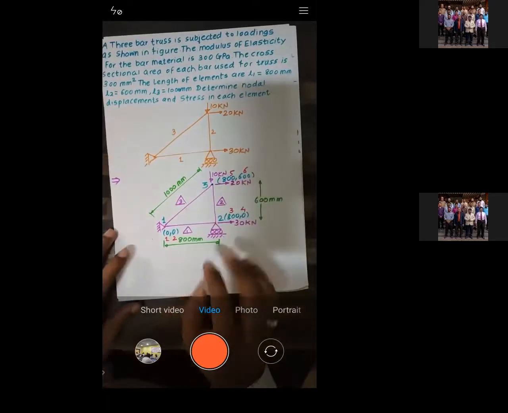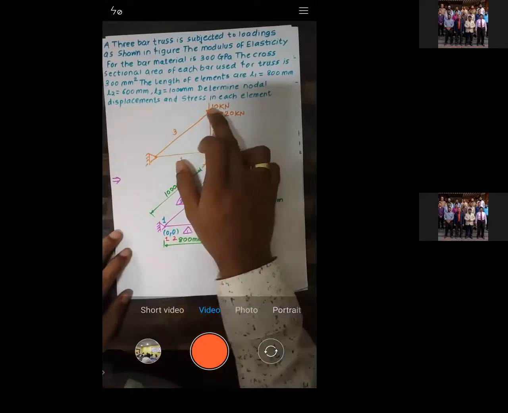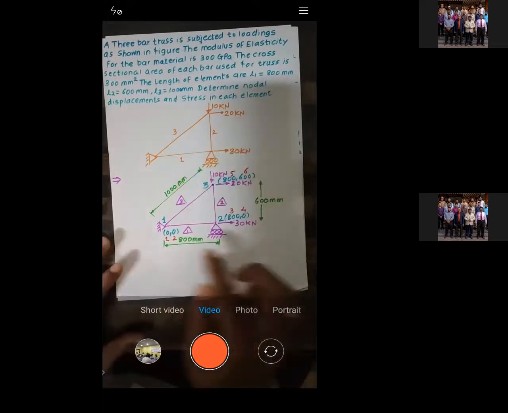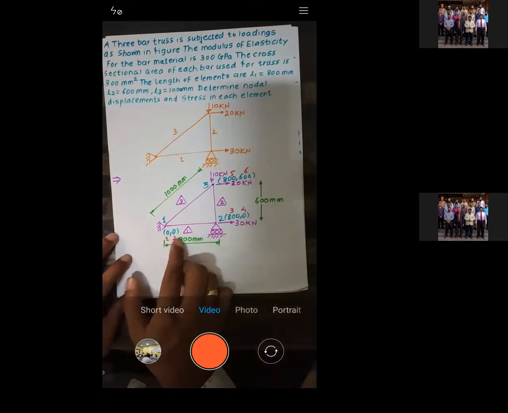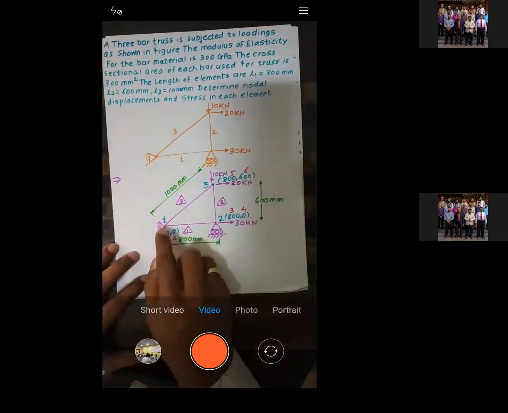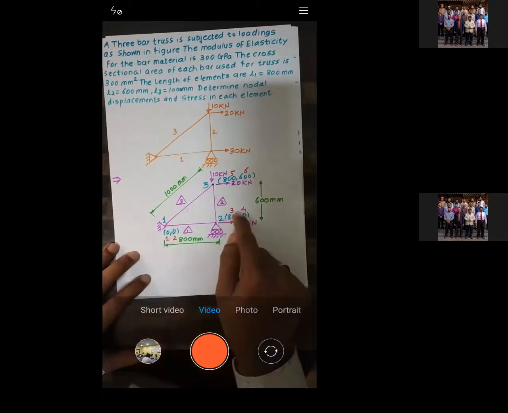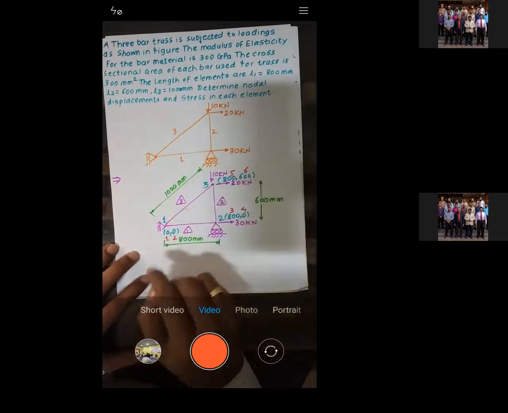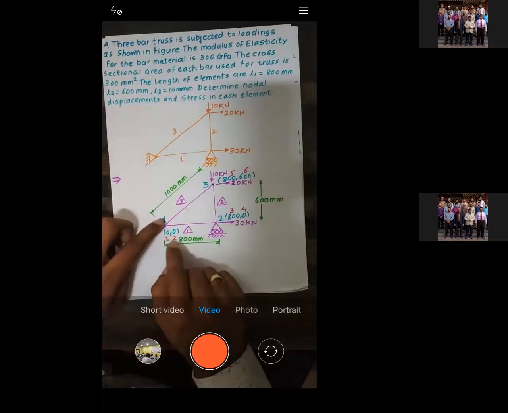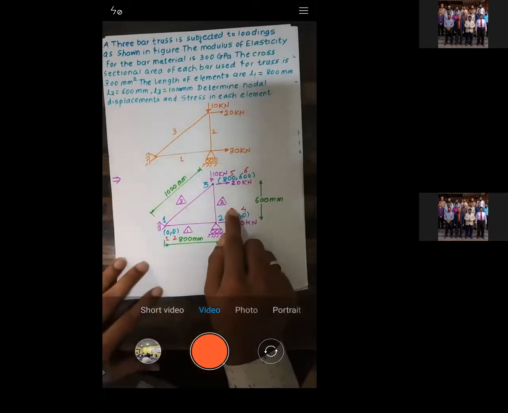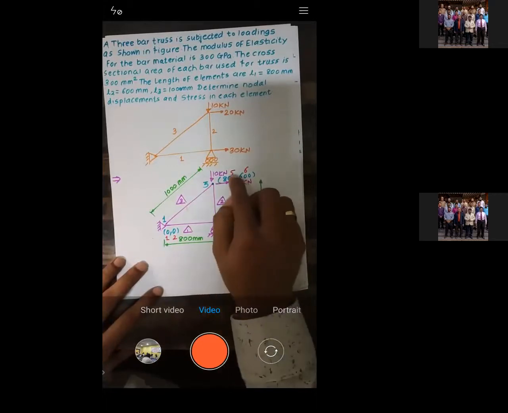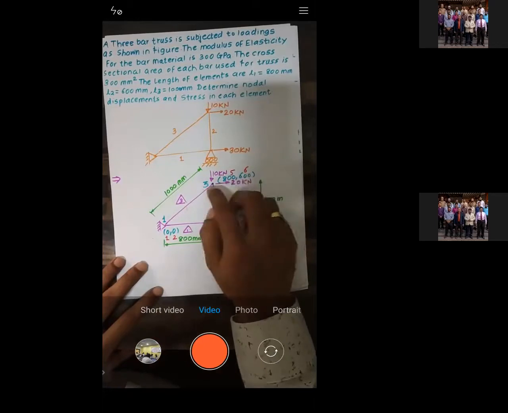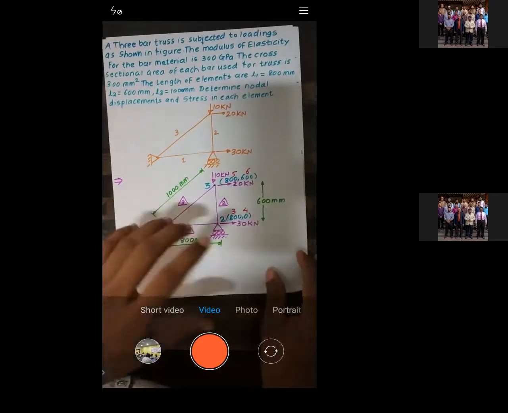Now see, as we are applying the force in X as well as in Y direction, every node will deform in X and Y direction. So node 1 will have 2 degrees of freedom, node 2 will have 2 degrees of freedom, and node 3 will have 2 degrees of freedom. What is the meaning of 1? Node 1 can move in X. 2 means node 1 can move in Y. 3 means node 2 can move in X. 4 means node 2 can move in Y. 5 means node 3 can move in X. 6 means node 3 can move in Y. So this is what we have done.